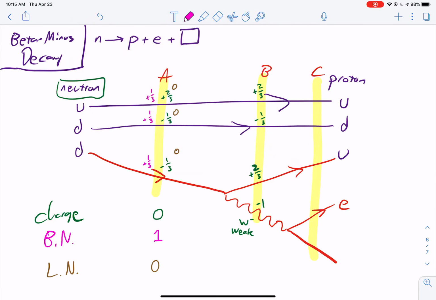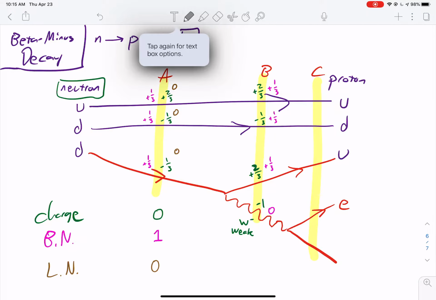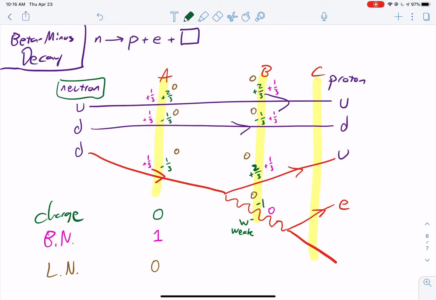Baryon number, let's check that. We have plus 1/3, plus 1/3, plus 1/3. Boson is not a quark, so we're still at 1. We're still good there. Lepton number, well, none of these are leptons, so we're still 0. We're still good there. So at time B, we are good to go. And we have actually identified what boson does this. It's a W minus.